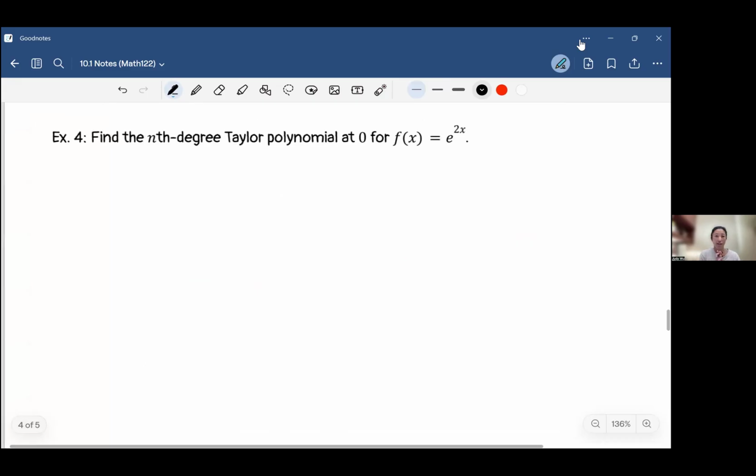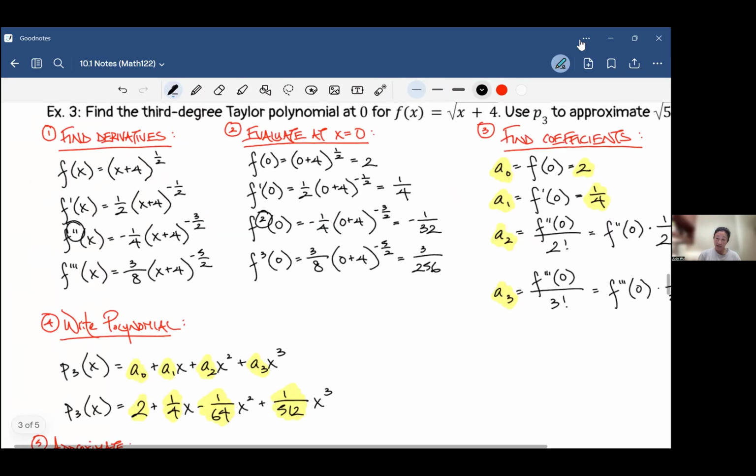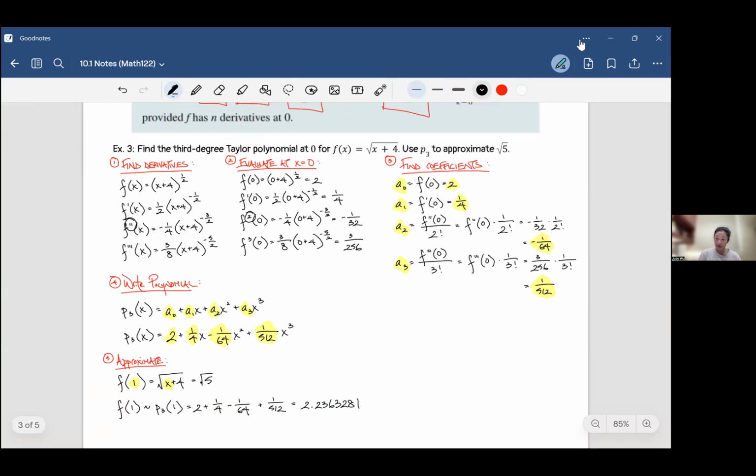And in this example, let's look at the directions. It says, find the nth degree Taylor polynomial at 0 for f of x equals e to the 2x. Okay. I am finding an nth degree Taylor polynomial. So it's a little bit different from example 3. Example 3 said take the third degree Taylor polynomial.